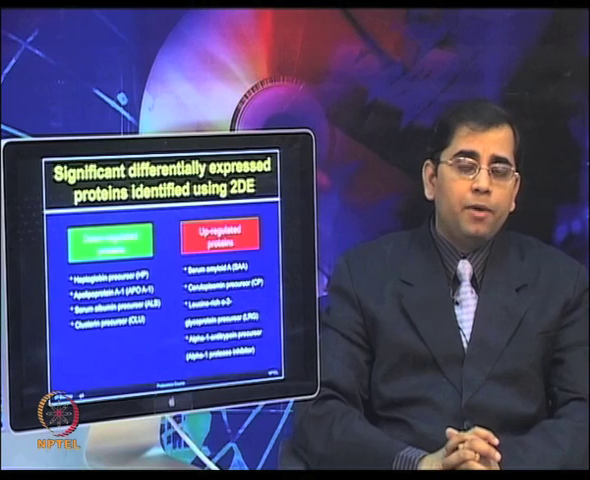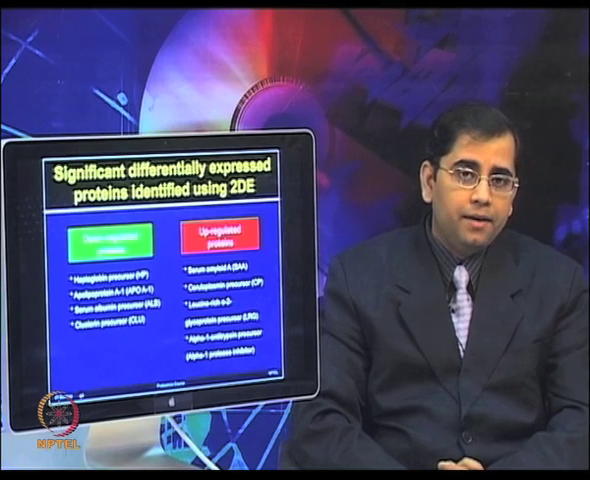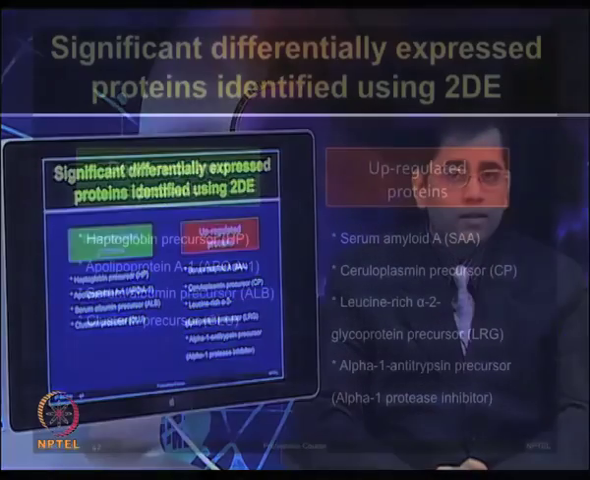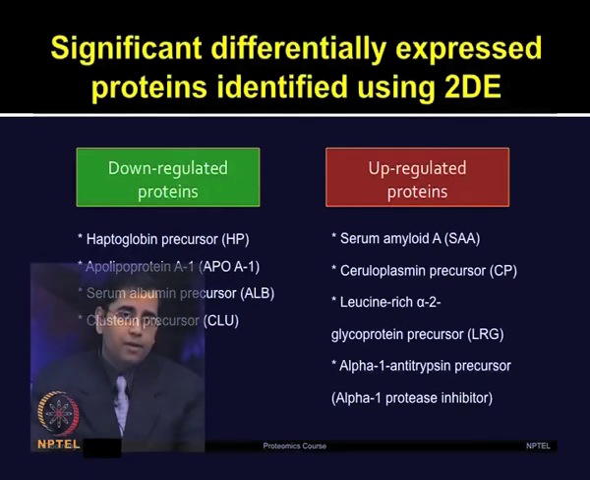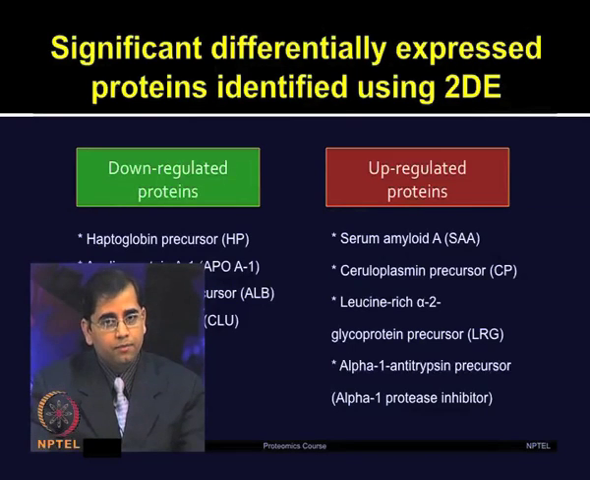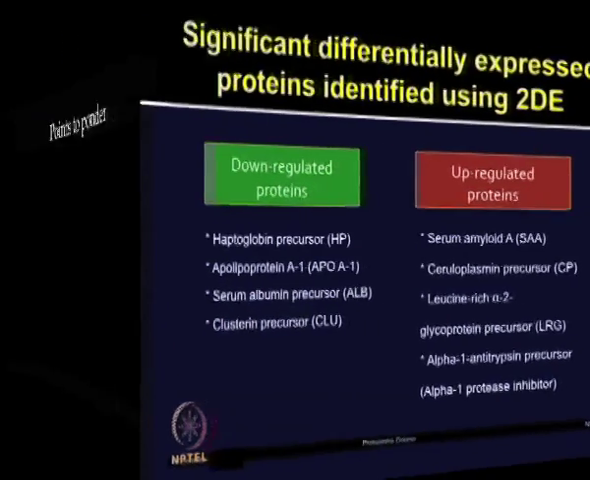But at the end, from these mass spectrometry experiments, one can obtain the identity of these proteins, and as you can see in the slide, there are several proteins in the human host that were differentially expressed due to the Plasmodium vivax infection. Some of the proteins listed here, such as haptoglobin, apolipoprotein A1, serum albumin precursor and clusterin, were down regulated, and serum amyloid A, ceruloplasmin precursor, leucine rich alpha 2 glycoprotein precursor and alpha 1 antitrypsin precursor were upregulated, among many other proteins.